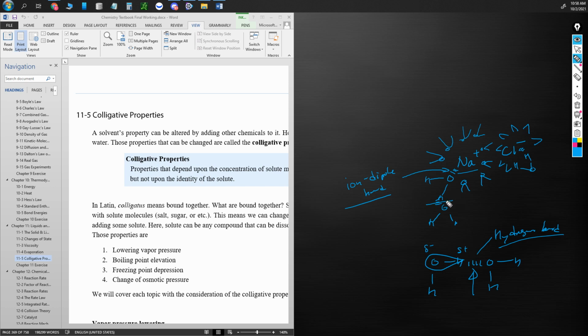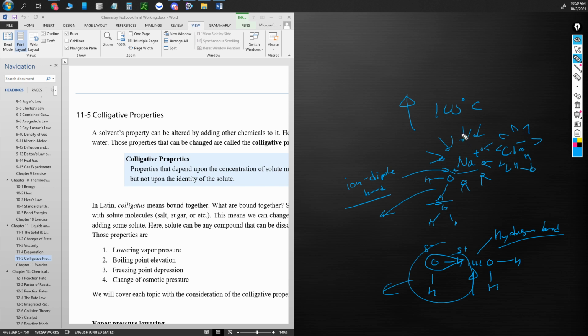So that dipole force, which is specifically the hydrogen bond, has to break along with that. So basically this takes a stronger force to come off than this one. So what happened by adding salt is that for the water to evaporate, meaning for the water to boil, it has to be higher than 100 degrees Celsius. Hope that makes sense in terms of intermolecular forces.